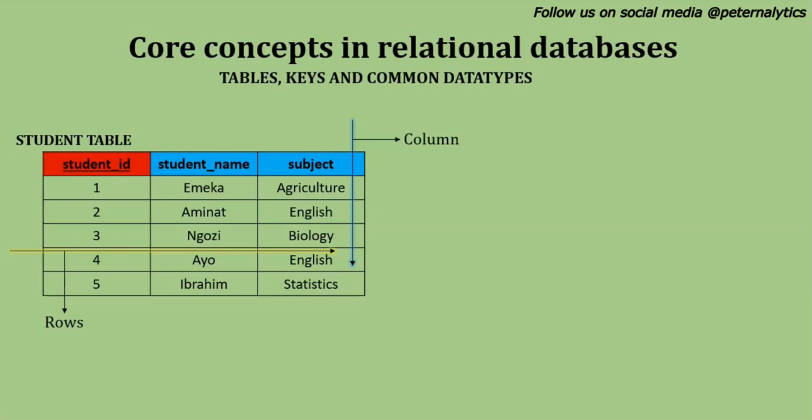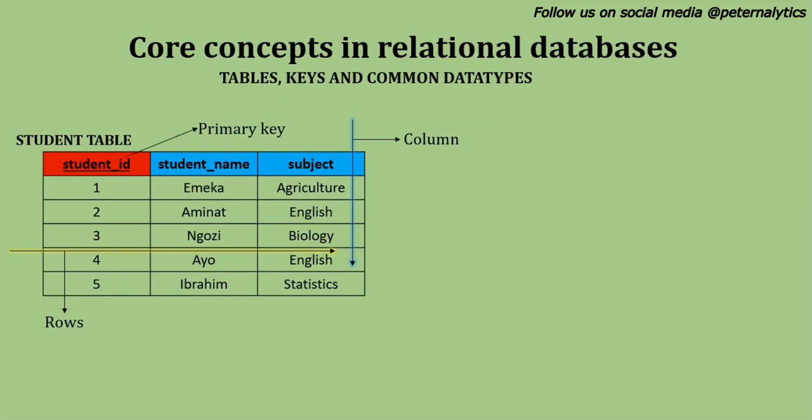Another thing I want to show us in this table is the primary key. Anytime we create a table in a relational database, we always create one column that will be the primary key. What does this primary key do? A primary key is an attribute that uniquely defines a row in a database. In this case, it is the student ID. What function does the student ID perform for this table? We use it to identify a specific row in the database. For instance, if we want to identify the information in row 5, we know the student name is Ibrahim and the subject they offer is Statistics.